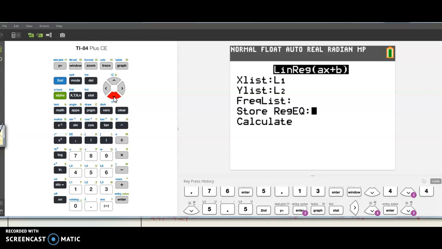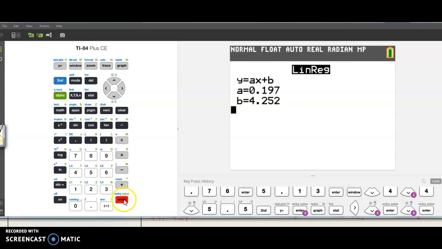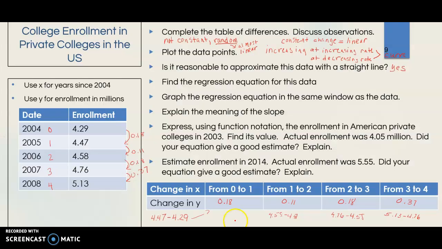I could store my regression equation. I'm not going to worry about that at the moment. And then I get to calculate, which is where I hit enter. So my calculator has done all the work of approximating or averaging out the slope of a line to fit this data. So our slope is 0.197 and our y-intercept, our b value, is 4.252. So in here, find the regression equation. We did that and we got y equals 0.197x plus 4.252.